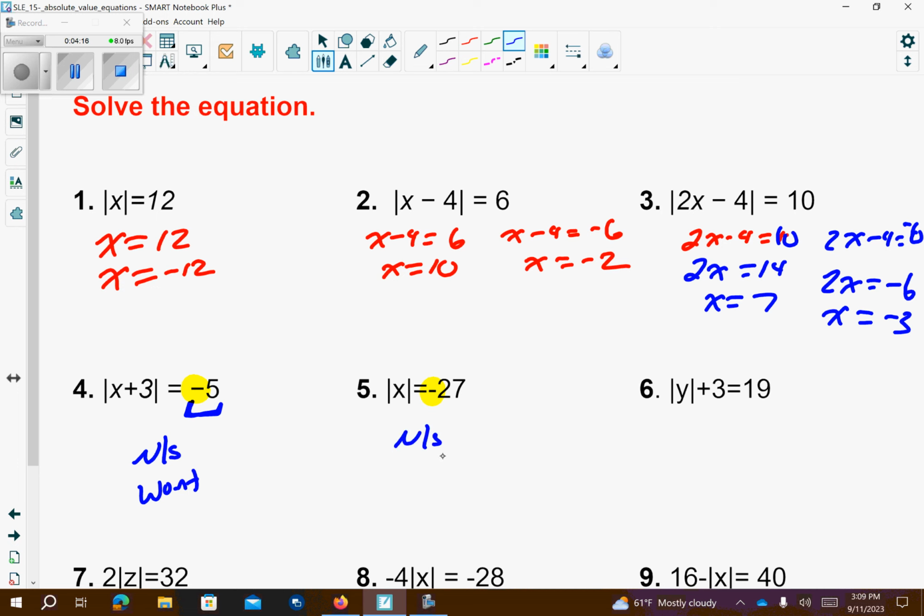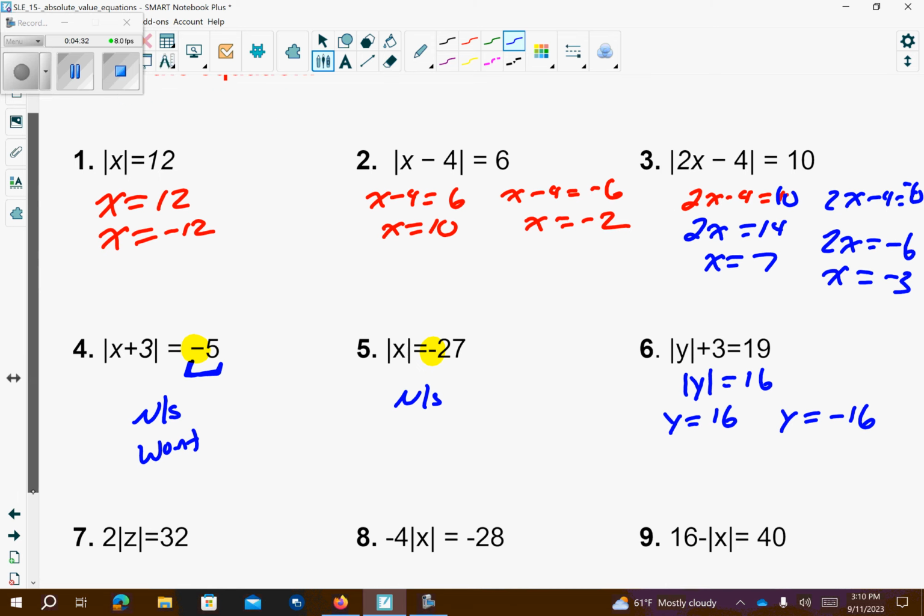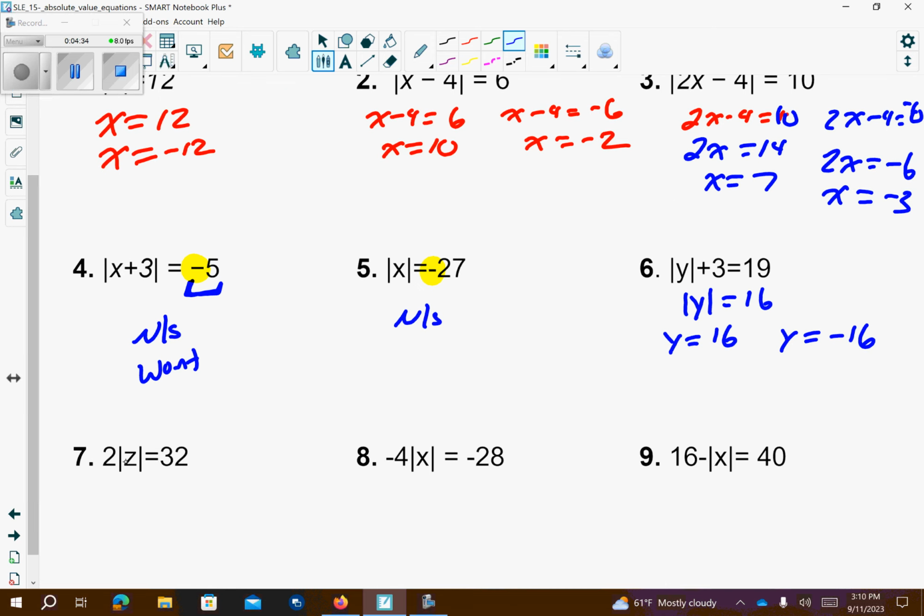Okay? Number 6, first thing I would do is subtract 3 from both sides and then break this into two equations. One positive component, one negative. Now again, the negative doesn't mean that it doesn't work. The negative on the original is where we'll make it not work. For number 7, let's divide both sides by 2. So I get z equals 16 and z equals negative 16.